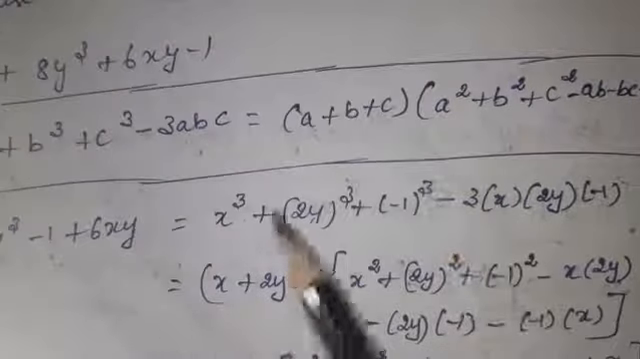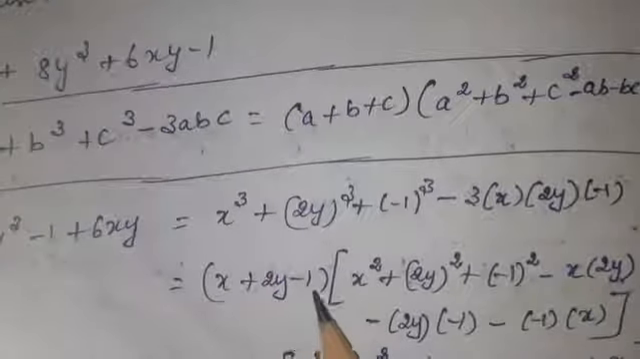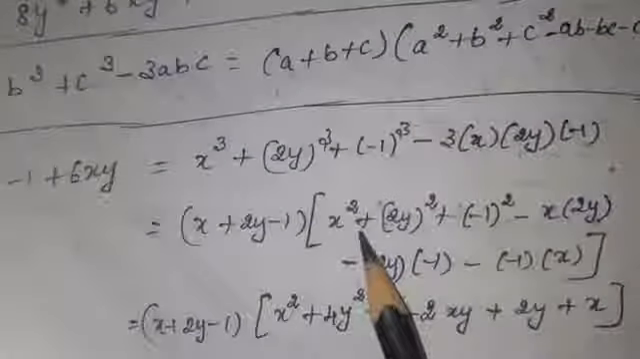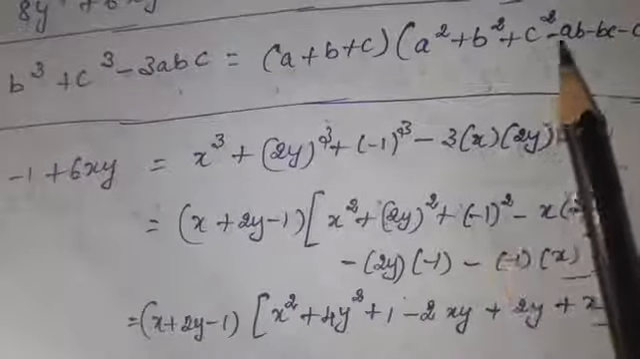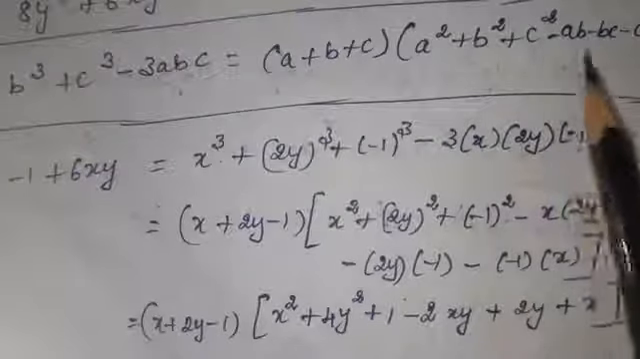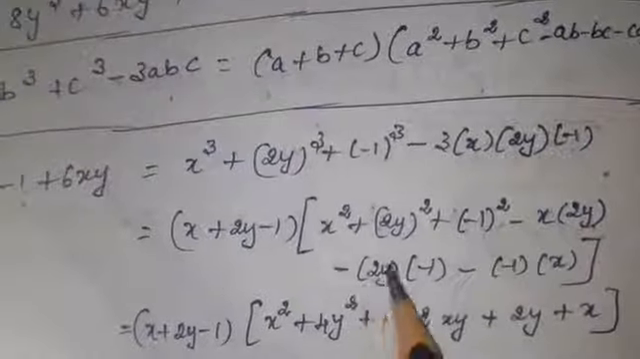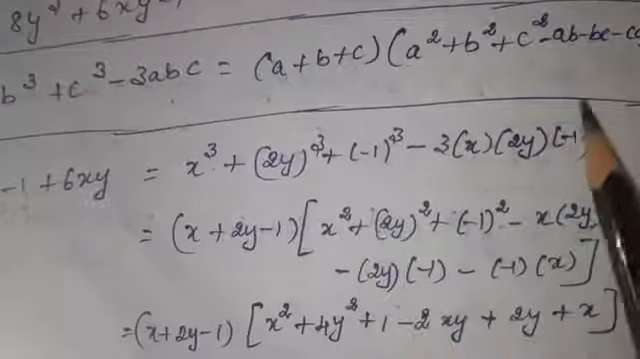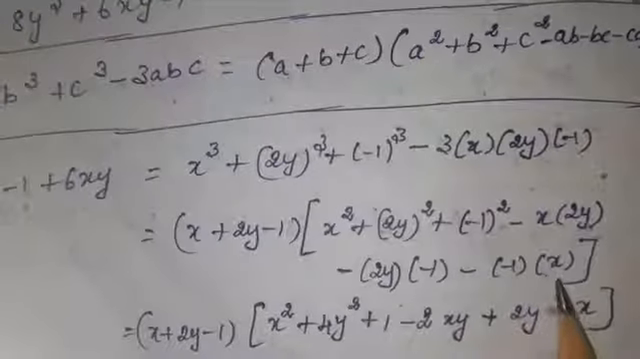The answer formula is a plus b plus c, so a value x plus 2y minus 1. Into a square x square plus b square, b value is 2y the whole square, plus c value is minus 1, so minus 1 the whole square. The formula has minus ab, a value x, b value 2y. Minus bc, b value 2y, c value minus 1. Minus ca, c value is minus 1, a value is x.